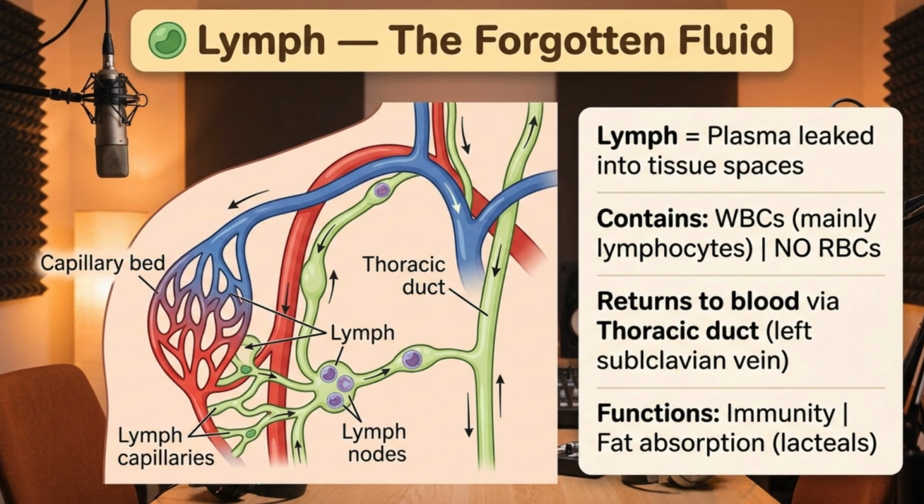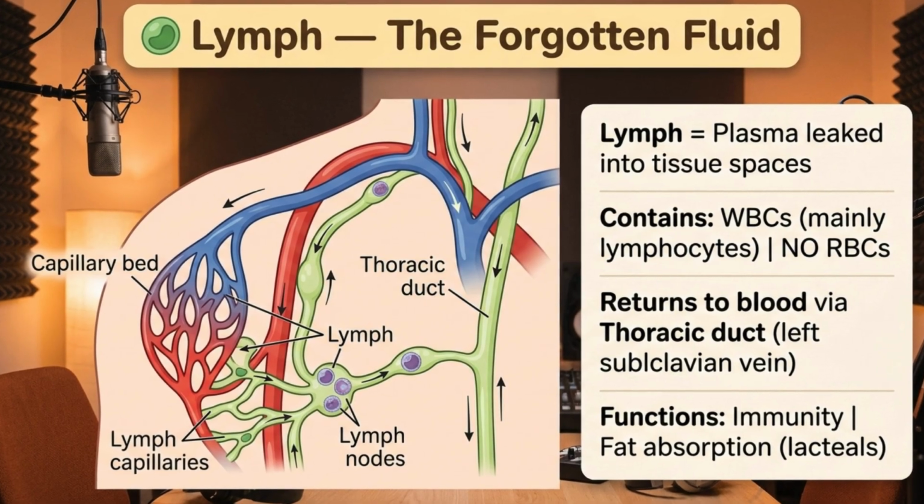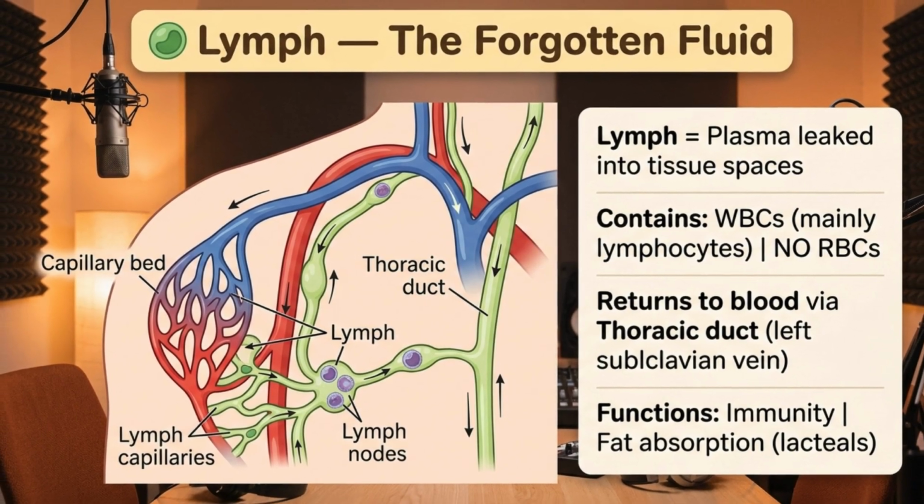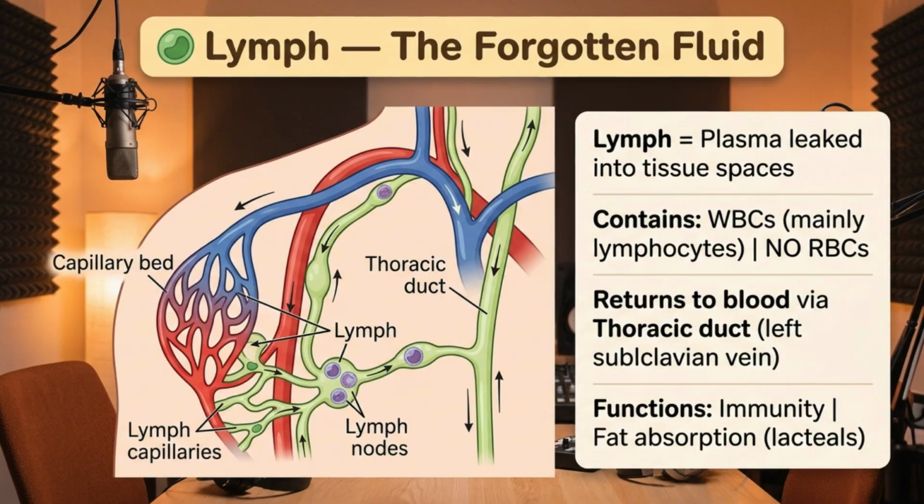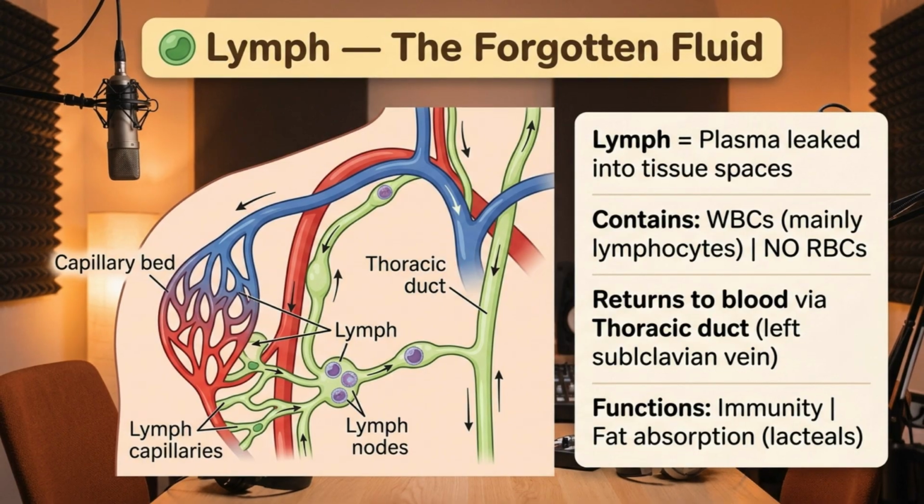There's a third fluid many students forget about, lymph. Lymph is essentially plasma that has leaked out of blood capillaries into the surrounding tissue spaces. It's similar in composition to plasma, but has no RBCs and fewer proteins. Lymph travels through lymph vessels, passes through lymph nodes, which filter out pathogens, and eventually returns to the bloodstream via the thoracic duct, which drains into the left subclavian vein.